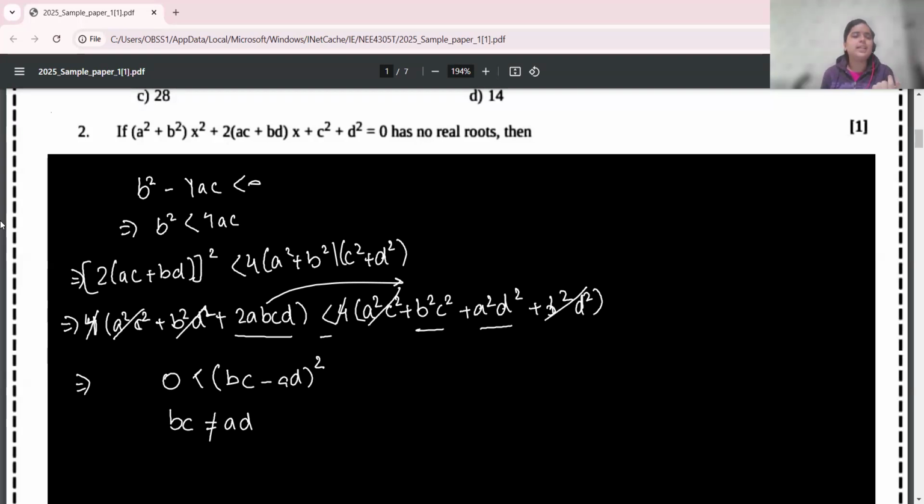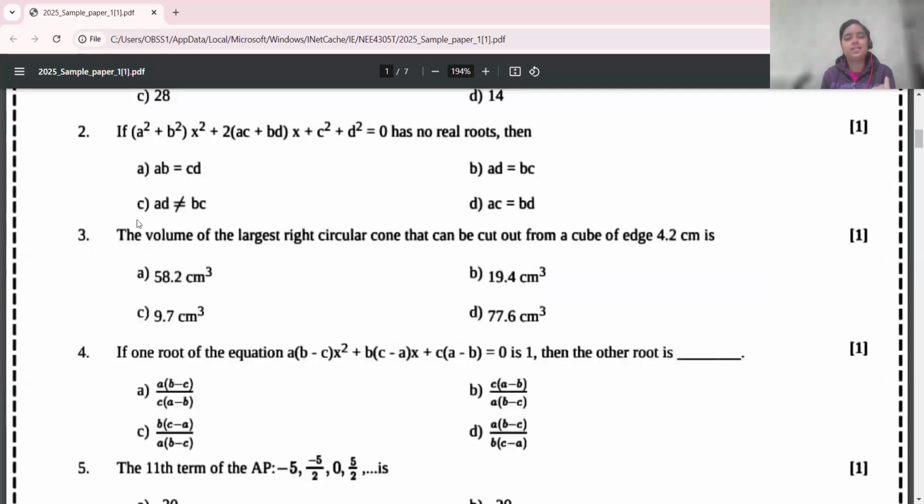And let's take a look at the options. Here we are. The answer is option C, ad is not equal to bc.